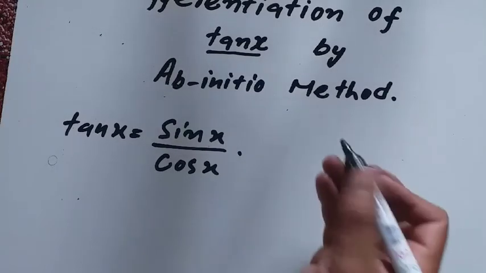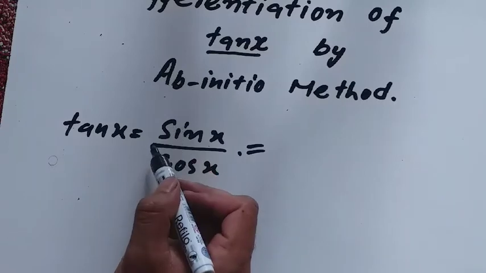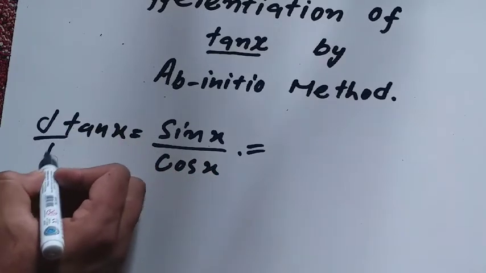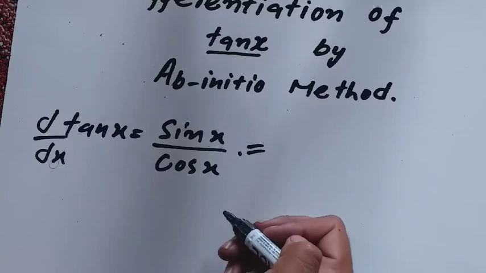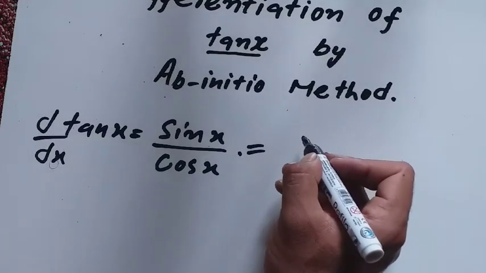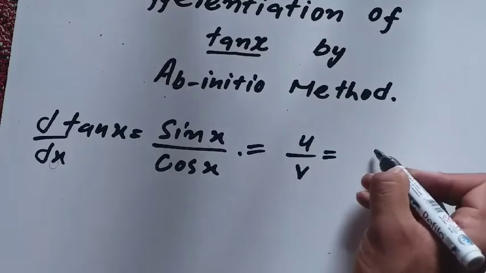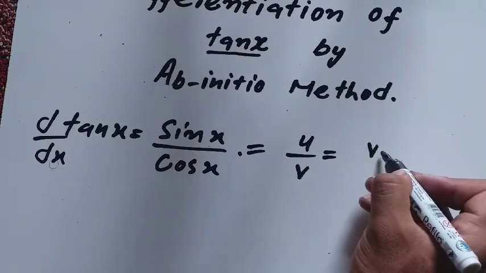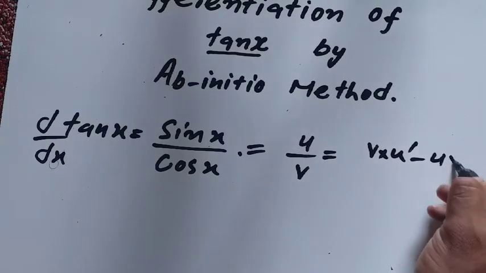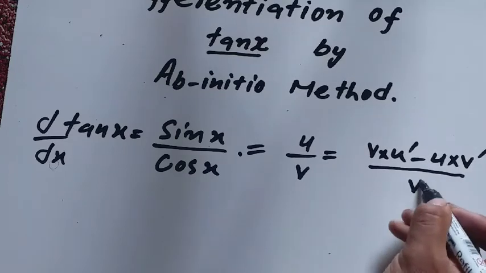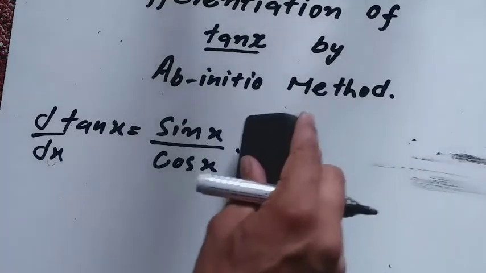Now if we want to differentiate sin x divided by cos x, that is d divided by dx of tan x, we must differentiate this, but this is in quotient form. We can use the quotient rule. As you know, if we have u divided by v, we can use the quotient rule in this way: v multiplied by u dash, where u dash indicates the differentiation of u, minus u multiplied by v dash, divided by v square.